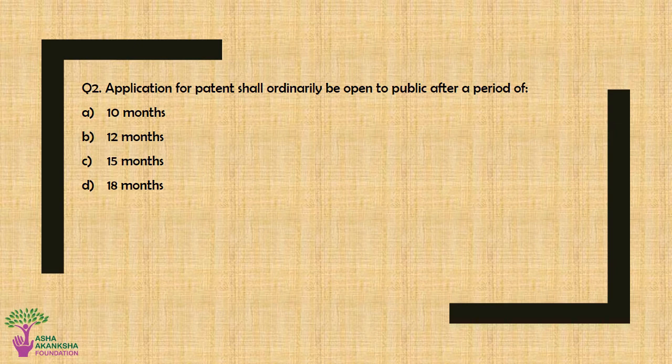Question number 2. Application for patent shall ordinarily be open to public after a period of Option A, 10 months. Option B, 12 months. Option C, 15 months. Or Option D, 18 months. The correct answer for this question is Option D, 18 months.